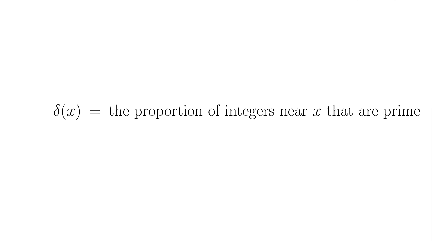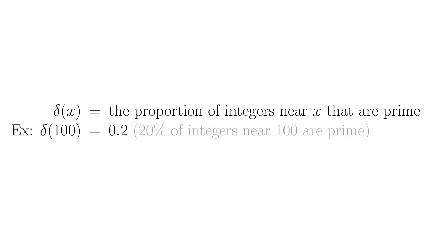The particular arithmetic function I'm going to be most interested in today is what I'm going to call delta of x, which gives the proportion of integers near x that are prime. For example, if I say delta of 100 equals 0.2, that means that approximately 20% of the integers near 100 are prime. You might rightly critique this as not a real definition, and you might even question if the notion makes sense at all. For now, though, I ask you to suspend your disbelief and reserve judgment until later in the video.